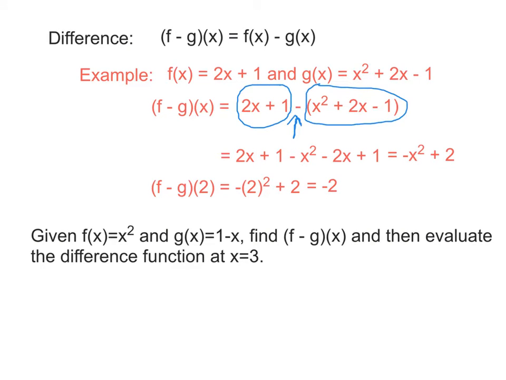Now I would like you to again pause the video, and given that f of x is equal to x squared and g of x is equal to 1 minus x, find the difference function f minus g of x and then evaluate this difference function at x equals 3. Post your answers in the drop box, then you can continue with the video.